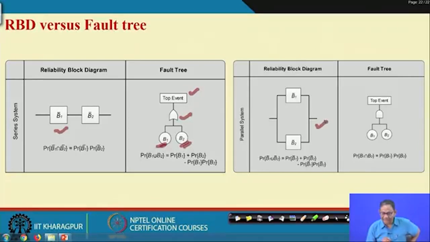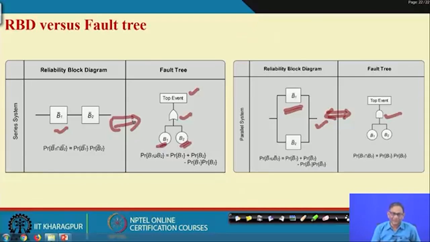Now, if it is a parallel system in a reliability block diagram, that means if any one of the components is successful, the system is successful. So, in order to make the system fail, both the components should fail. Both the components should fail means AND gate. That way, any RBD can be converted to a fault tree, and any fault tree can be converted to an RBD, where RBD talks about the success path and fault tree talks about the failure path. That is why we will see later that using RBD we will calculate the path set, which is basically the success path, and using fault tree, as you have already seen, we have computed cut sets or minimal cut sets.